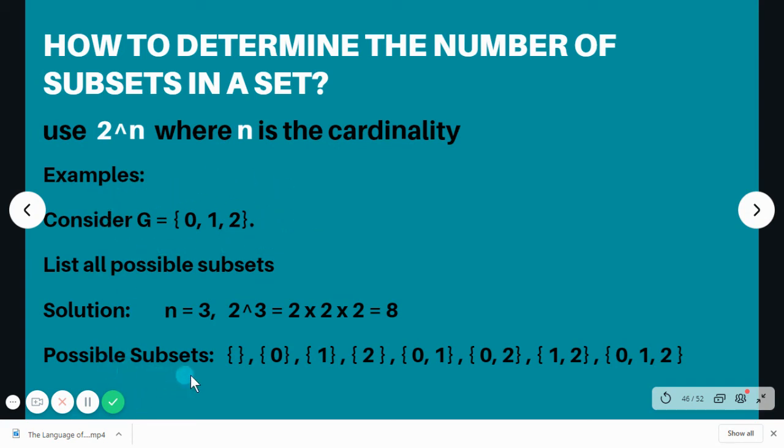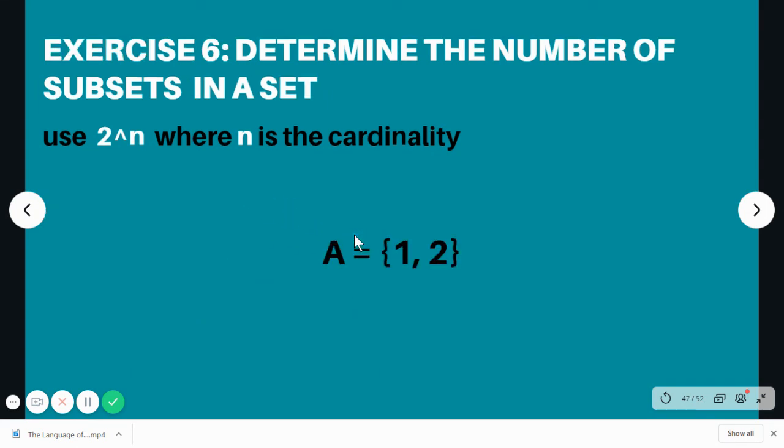So here are the possible subsets that you can create from this given set. Empty set, {0}, {1}, {2}, tapos merong {0, 1}, {0, 2}, {1, 2}, {0, 1, 2}. So kapag binilang mo yan, 1, 2, 3, 4, 5, 6, 7, 8. There are 8 subsets that you can create from this given set. So, nagigets ba mga bata?